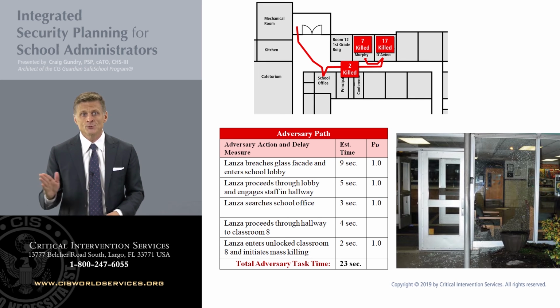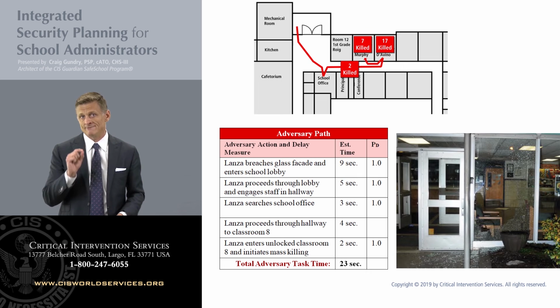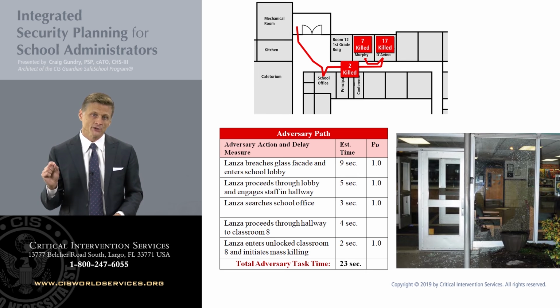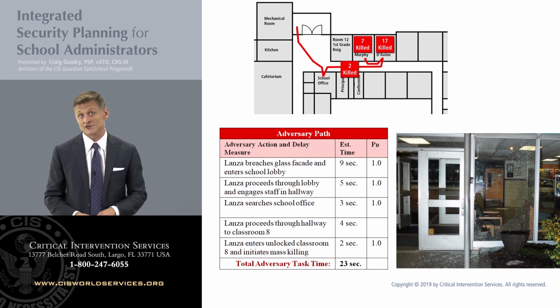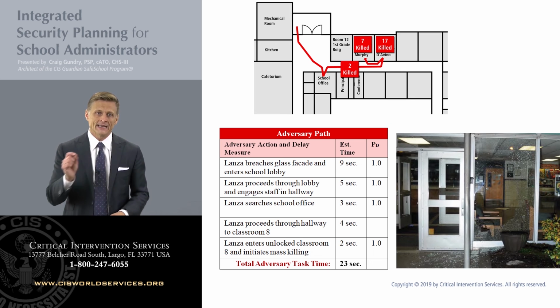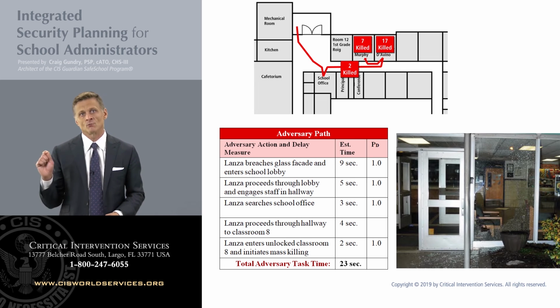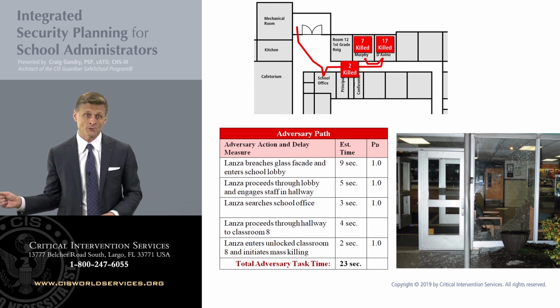Lanza then proceeded through the lobby and engaged staff in the hallway. That probably took around 5 seconds, maybe a little bit less. Also, 1.0 probability of detection. He then searched the school office and did not see the receptionist, but she was certainly aware that he was in the room. She was actually taking refuge underneath a desk. That took probably around 3 seconds, with a probability of detection of 1.0.